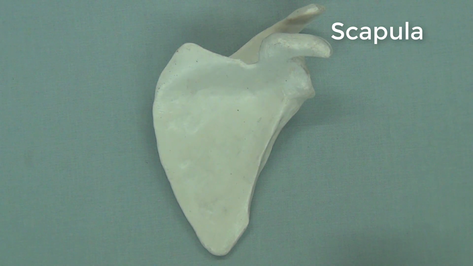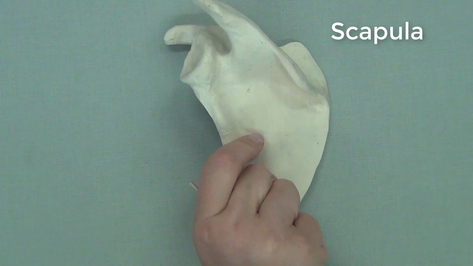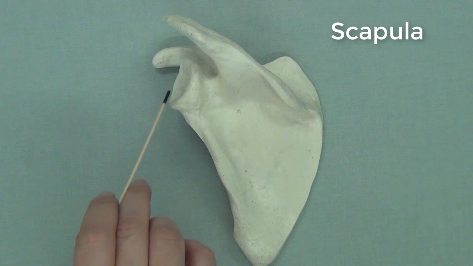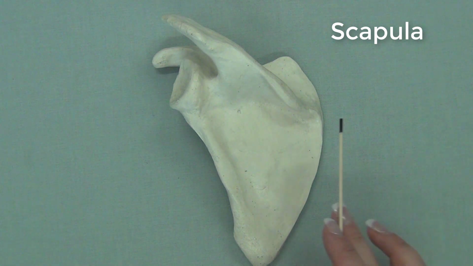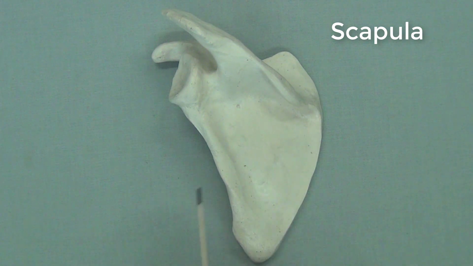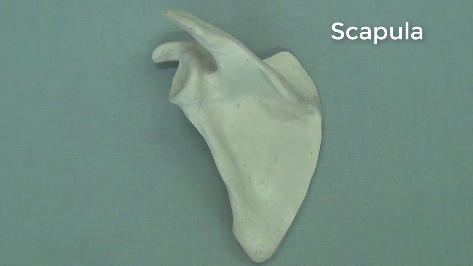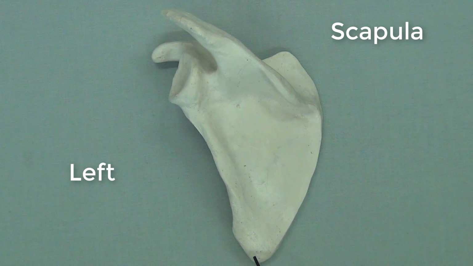How do you tell whether this is a right or a left scapula? We will use the spine of the scapula and the glenoid cavity to determine whether or not this is right or left. Remember, the spine of the scapula will always be to the posterior, and the glenoid cavity will always be to the lateral side of your body. This particular scapula belongs to the left side of the body.